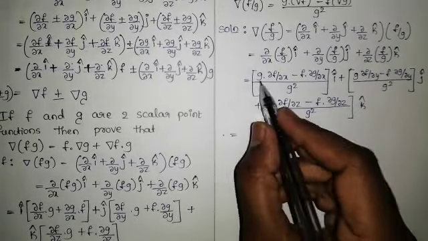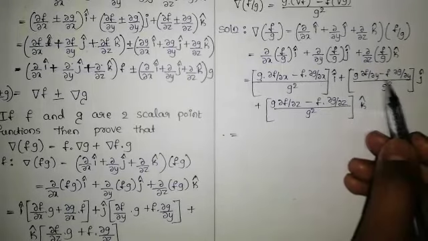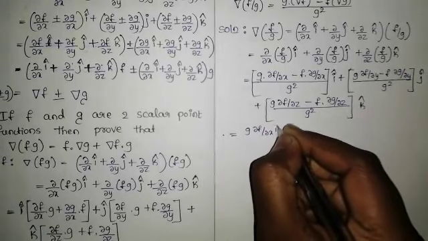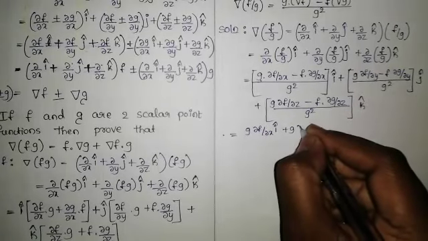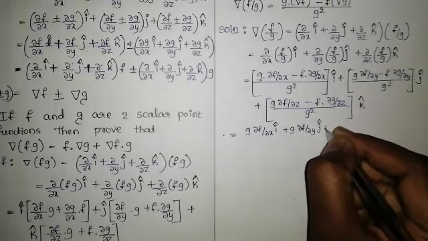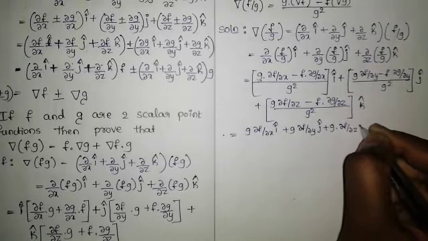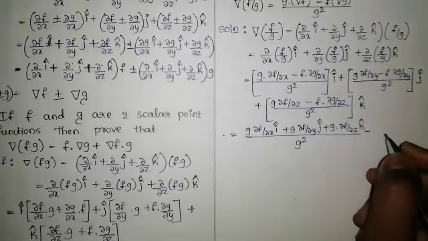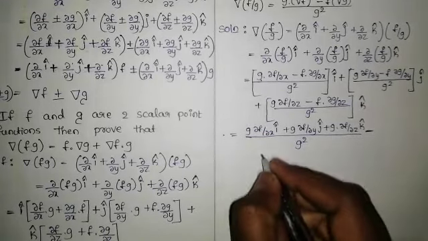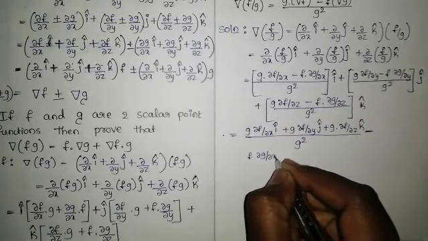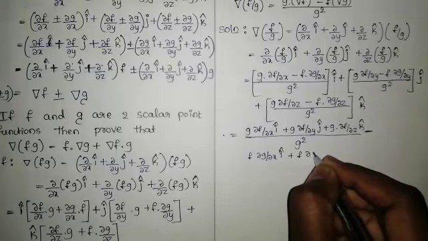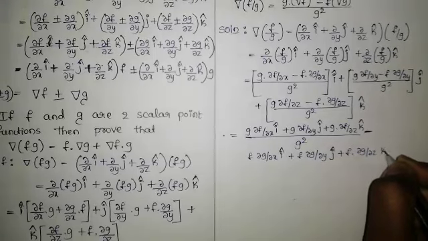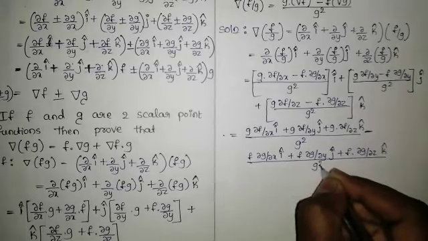So next, take g terms one side and f terms another side. So that gives (g into ∂f/∂x into i cap plus g into ∂f/∂y into j cap plus g into ∂f/∂z into k cap) divided by g square, minus (f into ∂g/∂x into i cap plus f into ∂g/∂y into j cap plus f into ∂g/∂z into k cap) divided by g square.